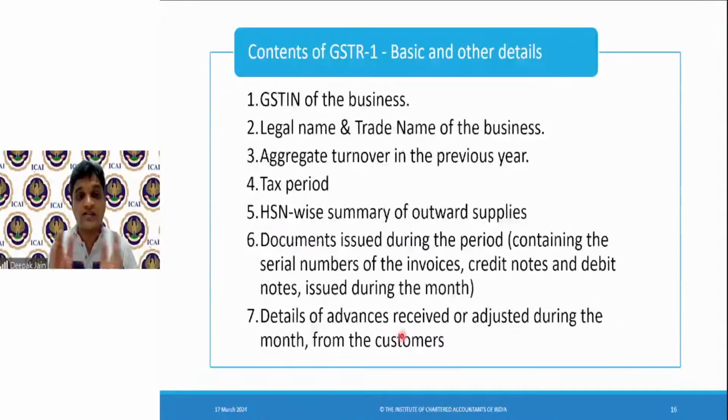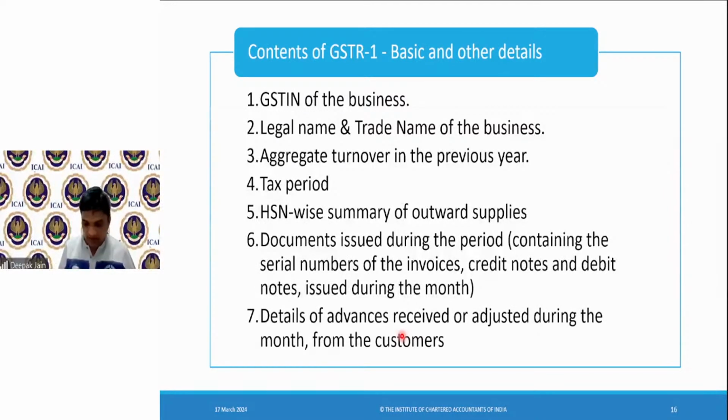Now, what are the contents of GSTR-1? GSTR-1 has basic information, which is the GSTIN of the business, legal name and trade name, and the aggregate turnover of the previous year. This will get auto-populated. What is the tax period for which you're filing? If you're a monthly filer, then you will mention the month and the year.